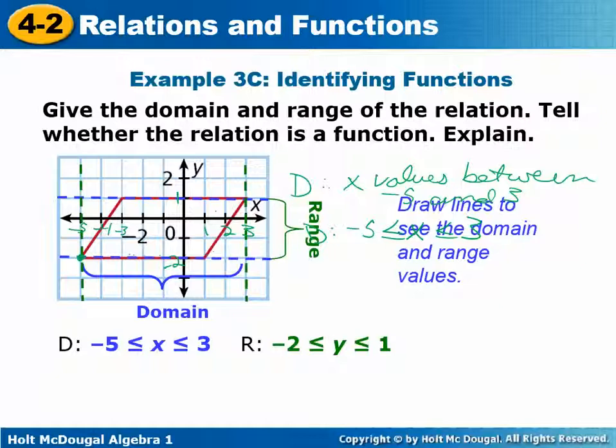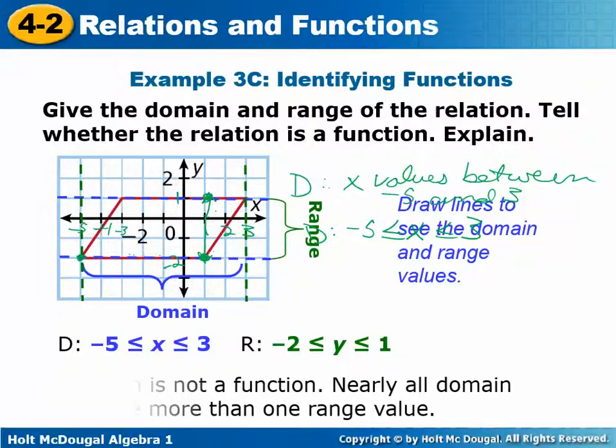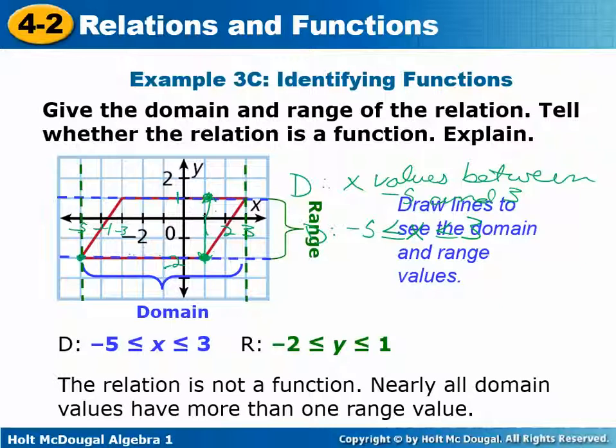Now, is this a function? If it's a function, it means that each domain value is paired with one and only one range value. Let's just look at the domain of 1. That's in our domain. 1 is in our domain. It's paired to 1 on the y-axis and also to -2. See that it hits at 2 places. This is not going to be a function because most of the domain values have more than one range value.